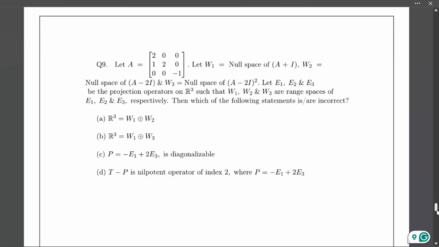Let's see question 9 here. Only 2 questions are left. A is this matrix, and W1 is the null space of A plus I, W2 the null space of A minus 2I, and so on, where E1, E2, E3 are projection operators and W_i are the corresponding range spaces. Then which of the following are incorrect? Focus on W1 and W3.